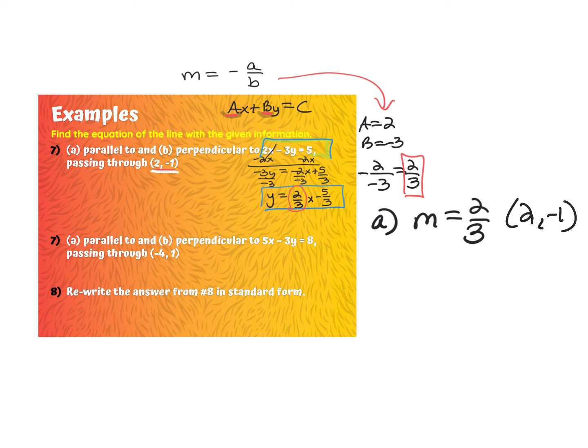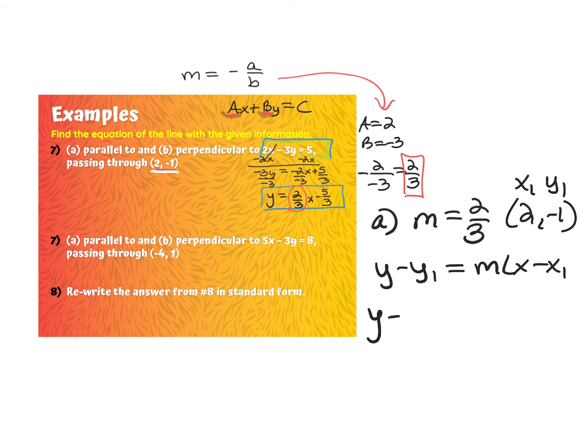I can either plug this information into y equals mx plus b or into point slope. It doesn't matter. So let's go ahead and plug it in. I'll do this one with point slope, and then I'll do number 7 with slope-intercept. So y minus y1 equals m times x minus x1. This is my x1, y1, and again, 2/3 is my slope.